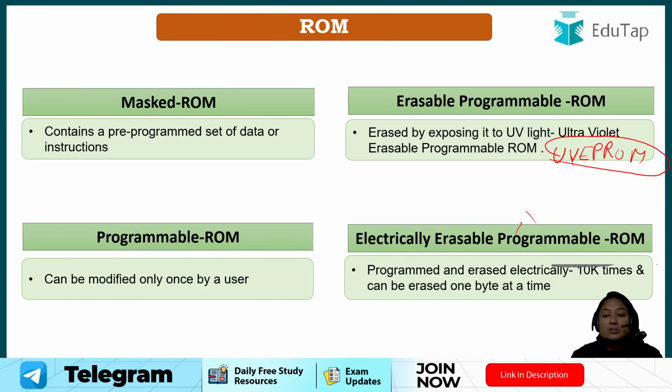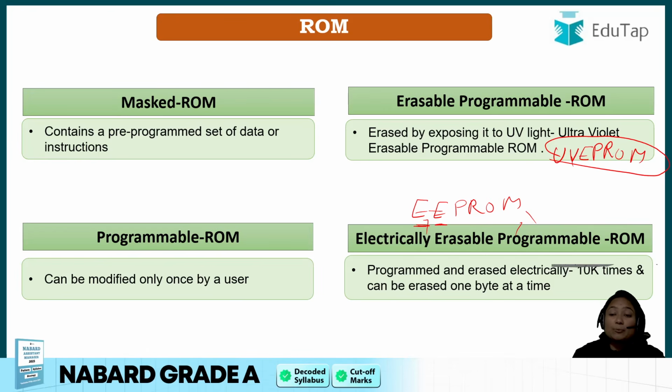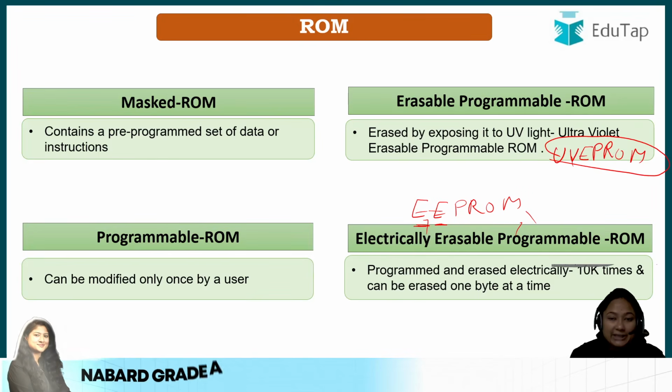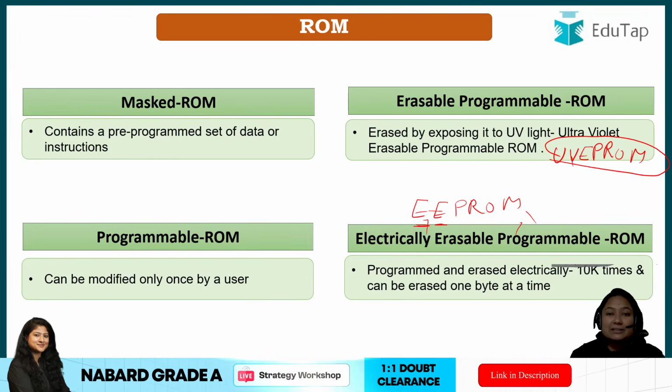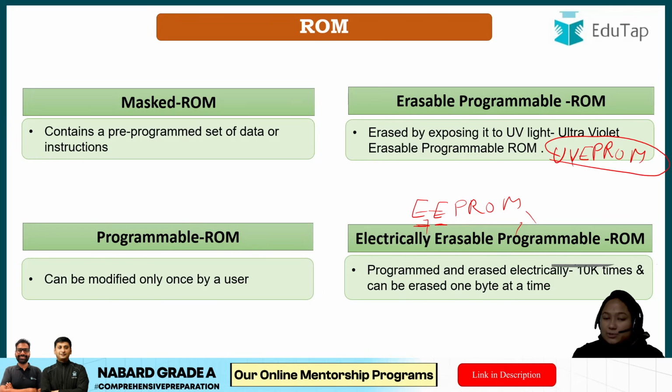Now we also have EEPROM. This is electrically erasable. Electrically erasable means whatever data you have, you can delete it up to 10,000 times, one byte at a time, using electrical signals. So small, weak signals can be used to delete the data in the EEPROM, and you can rewrite it. How many times can you repeat it? 10,000 times.